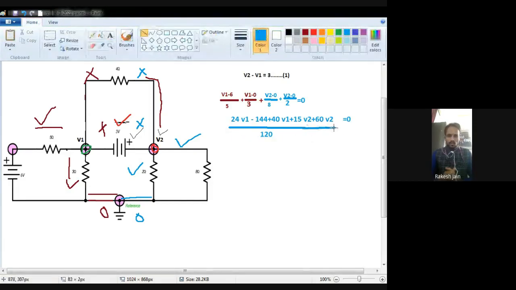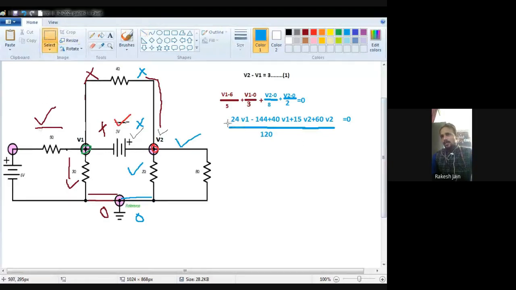Okay, once again we cross check this one. So 120 is the LCM. So how many times will the 5 be there? That will be 24 times. So 24 V1 minus 24 multiplied by 6. Okay, so that will be 144 plus 120 and the divisor is 3. So 40 times it will be divided. So 40 V1, then 8. 15 times it will be divided, so 15 V2 minus 0, so no meaning to write down that value, plus 120 divided by 2, that will be 60, so 60 V2.